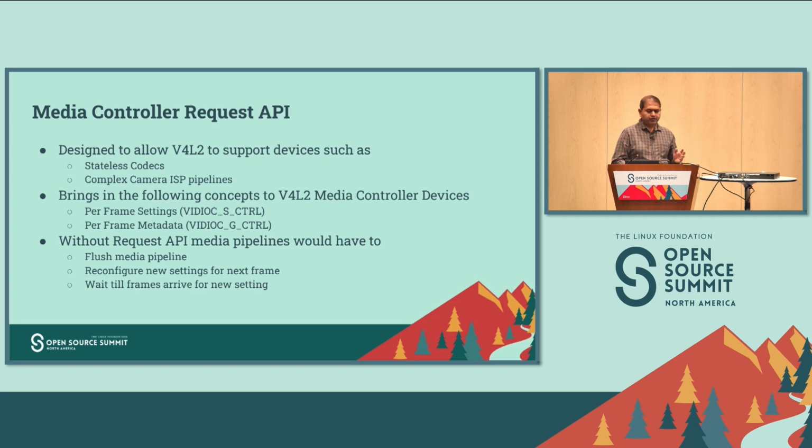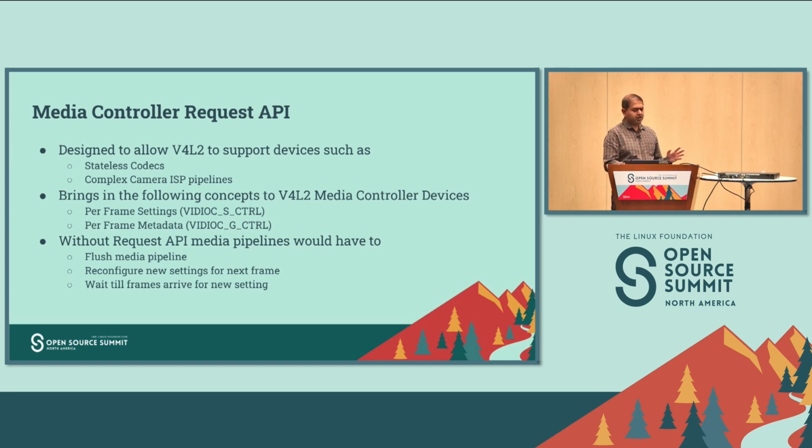The Media Controller Request API is designed to allow V4L2 to support devices such as stateless codecs, complex camera ISP pipelines, as well as other V4L2 mem-to-mem devices, which also use the same V4L2 mem-to-mem framework. So it brings in the following concepts, right? It's the same S control and G control, but using slightly different mechanisms. You can use them to do per frame settings using VIDIOC_S_CTRL, and per frame metadata, which will use VIDIOC_G_CTRL.